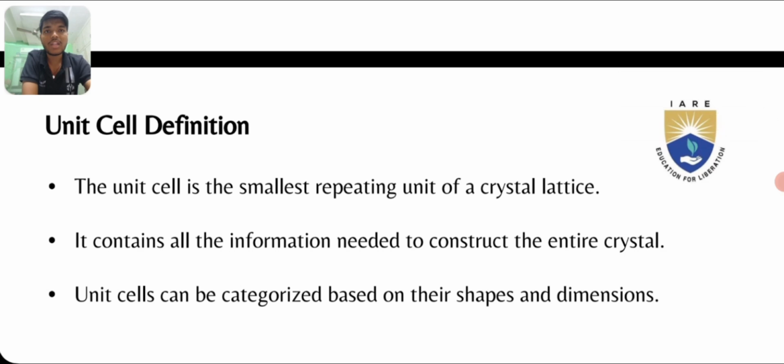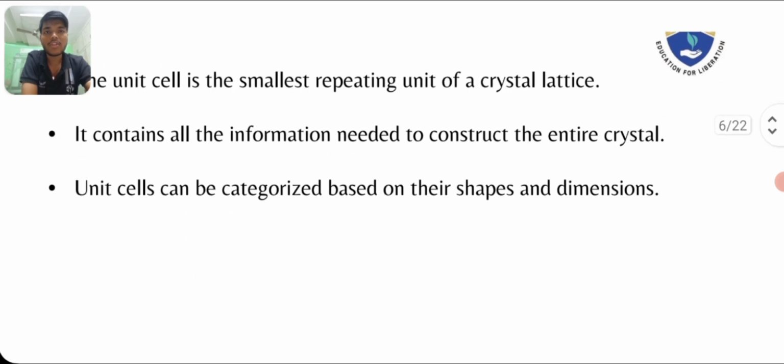Unit cell definition. The unit cell is the smallest representation unit of a crystal lattice. It contains all the information needed to construct the entire crystal. Unit cells can be categorized based on their shapes and dimensions. This is the unit cell definition.